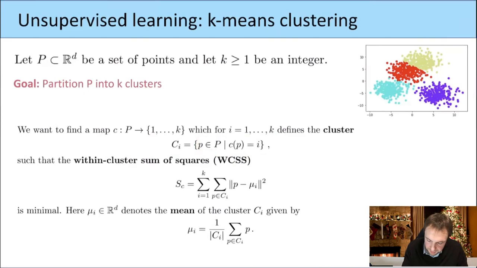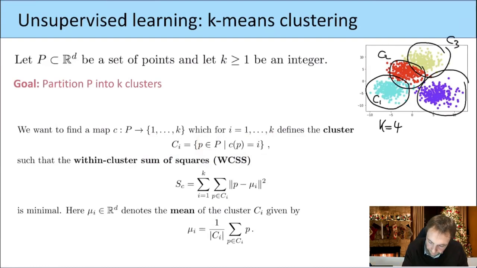So in this picture here, we have k equals 4. And maybe here this is C1, C2, C3, and C4. And yeah, so we see that this here is a partition of the set P. So P is a disjoint union of these Ci.